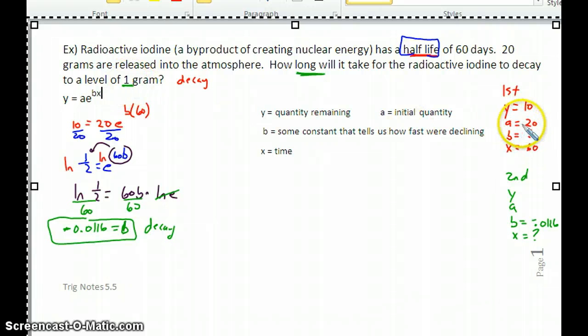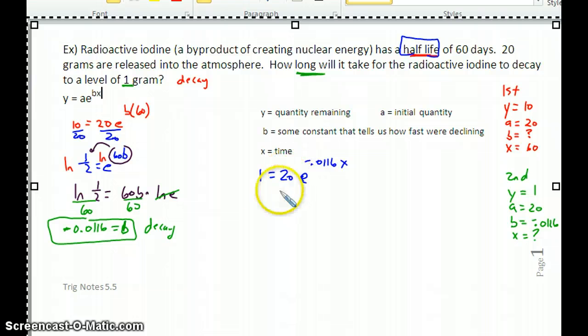Well, my starting size was 20. So I started with 20. I want to know how long it will take me to get to 1. Let's plug these into the formula. 1 equals 20 e raised to the negative 0.0116 x.